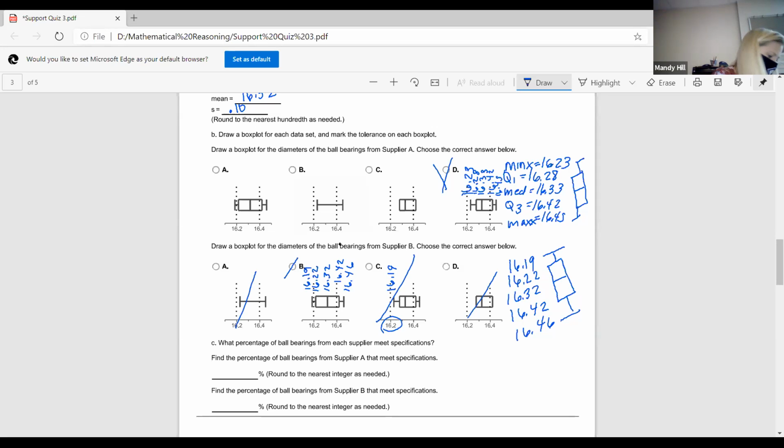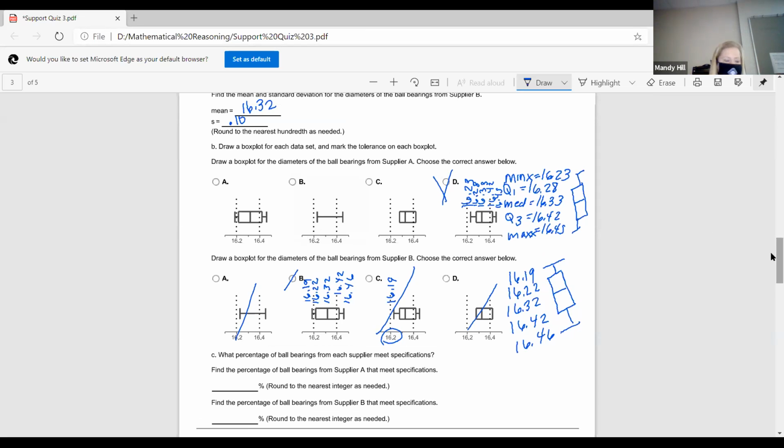Okay. And part C says, find the percentage of ball bearings from supplier A that meets specifications. Okay, so we got to go back up and look. This one's a complicated one. I'm glad we're doing this together so y'all can make 100 on your sport quiz. Any questions about what we did so far?